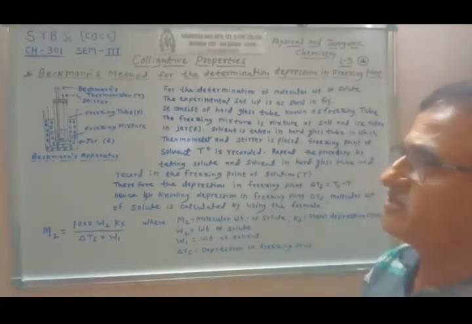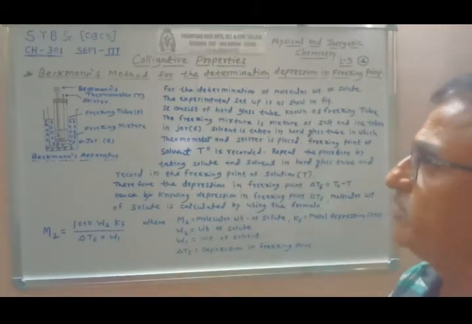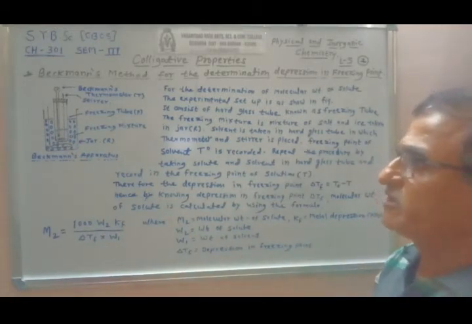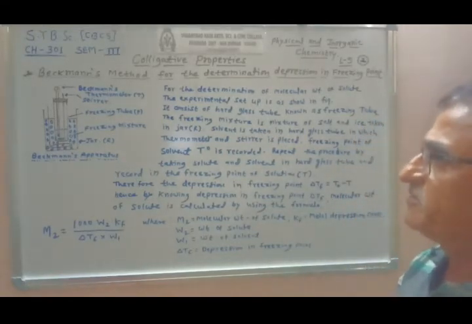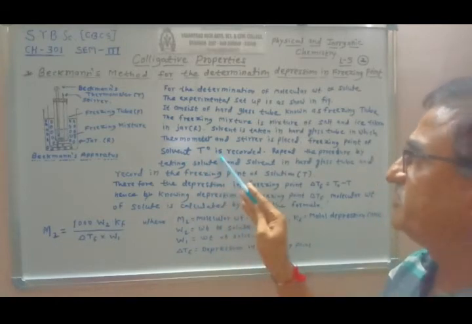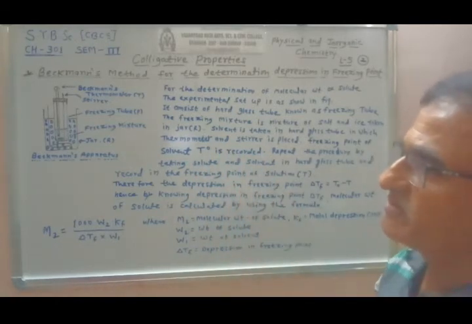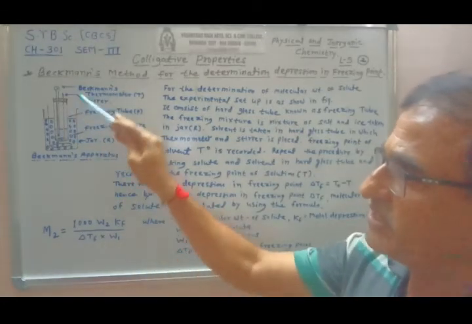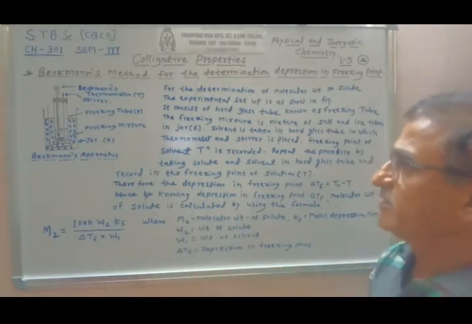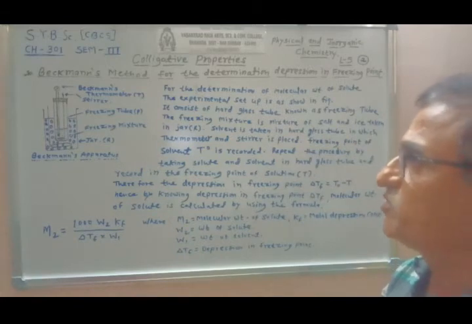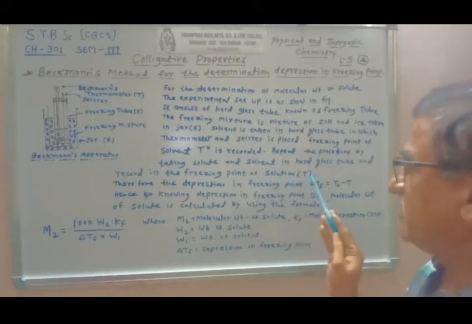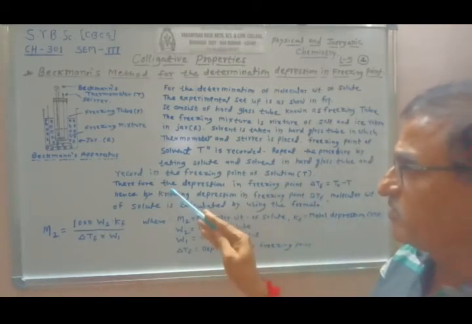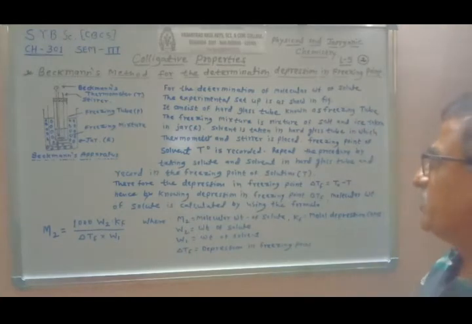And by taking the solvent in the tube, we can calculate the freezing point of the solvent, and this is recorded as T0. Then repeat the same procedure by taking solvent and solute in this tube, and by stirring it becomes a solution, and now the freezing point of the solution is recorded as capital T. Therefore, the depression in freezing point delta Tf is equal to T0 minus T.